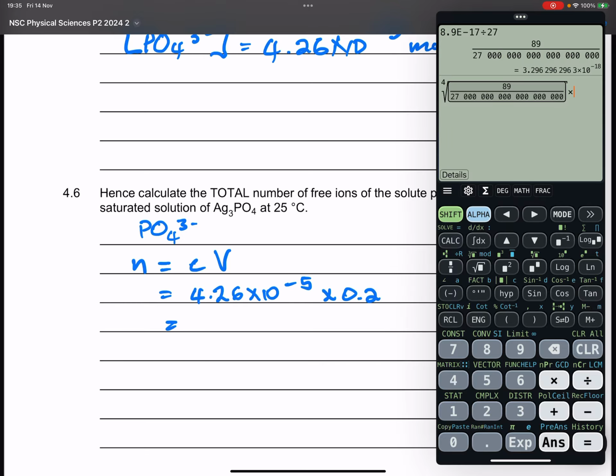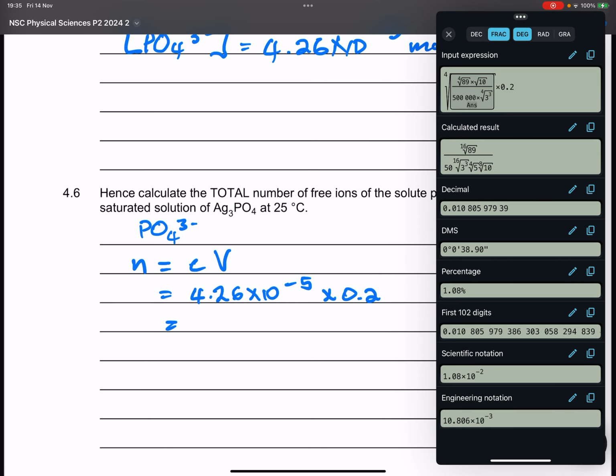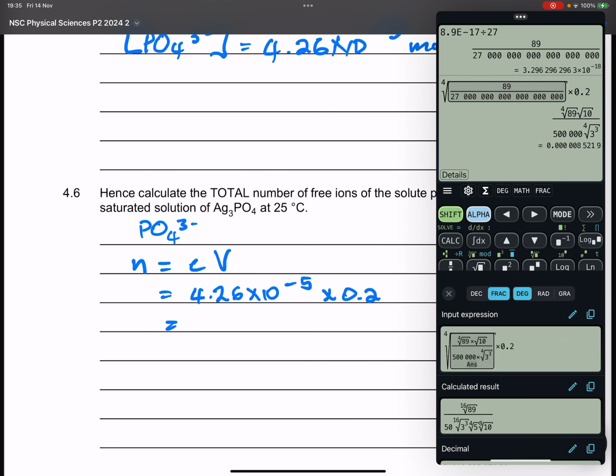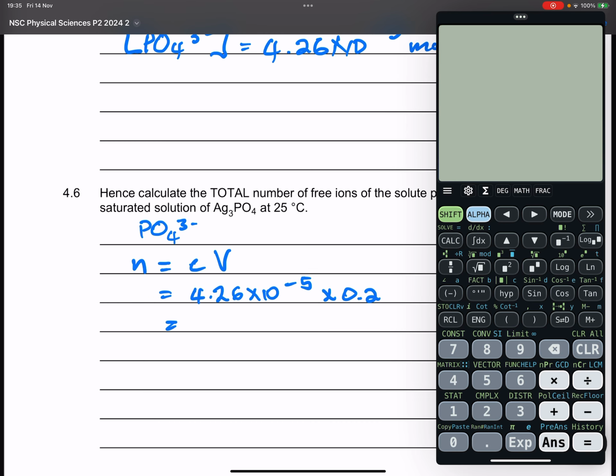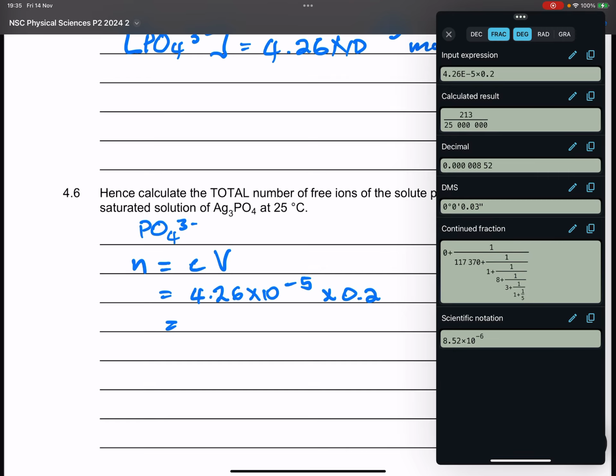Okay, that's going to be times 0.2. And that gives me 1.2. In fact, let's just be absolutely certain. Sometimes when we get an answer using this calculator, that's minus 5 multiplied by 0.2. Okay, yeah, we are definitely sure. So I'm going to give that in scientific form. That's 8.52 times 10 to the power negative 6. That's moles. Now remember, this is for phosphate ions, right?